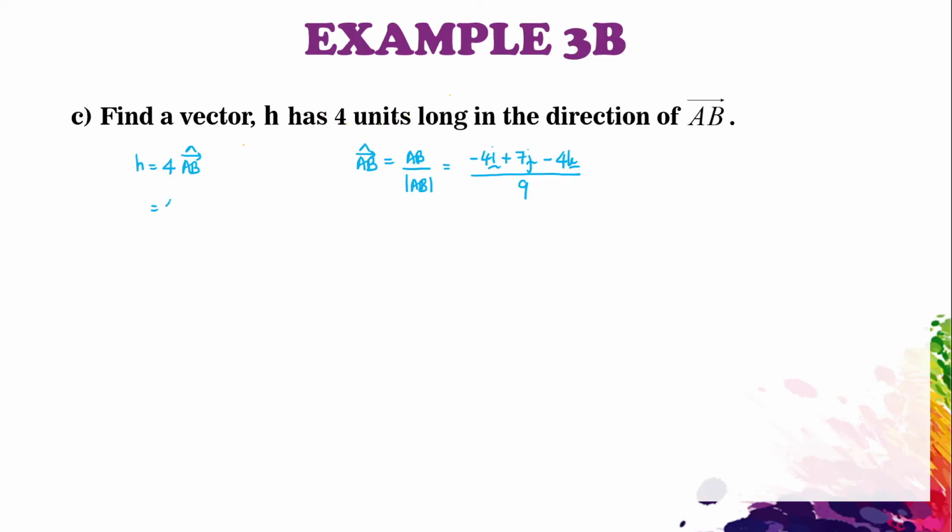So we substitute the whole thing into the equation H equals 4 AB hat. You can bring the 4 into the bracket. We're going to have negative 16i plus 28j minus 16k over 9.